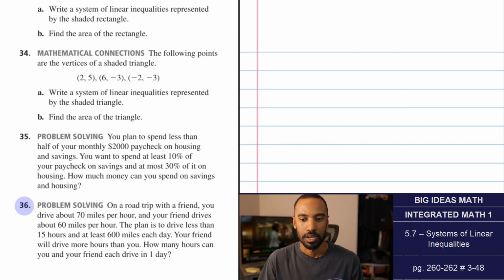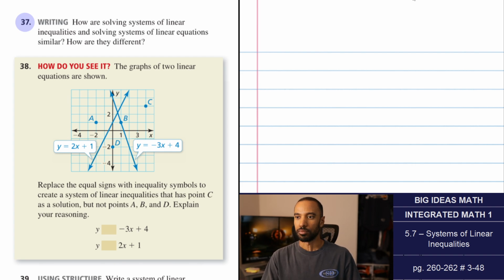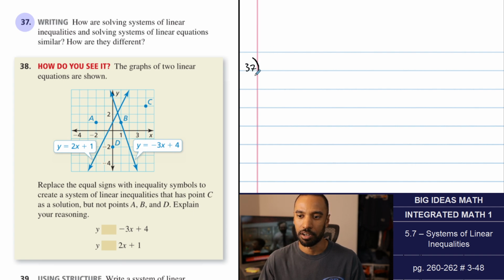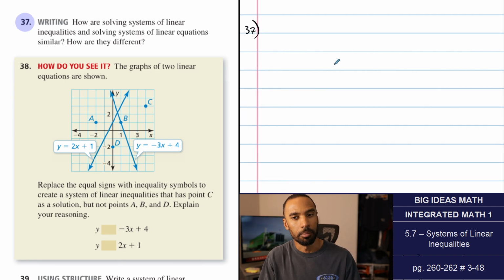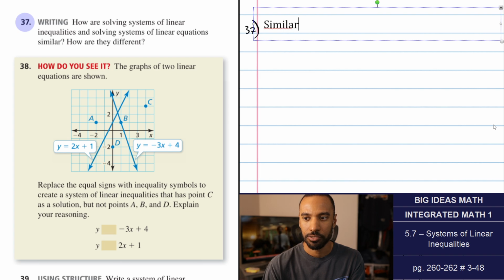Okay, number 37. How are solving systems of linear inequalities and solving systems of linear equations similar? How are they different? Honestly, there's not a lot that's similar. I mean, the concept of being on the same thing. So similar, two graphs on one set of axes.